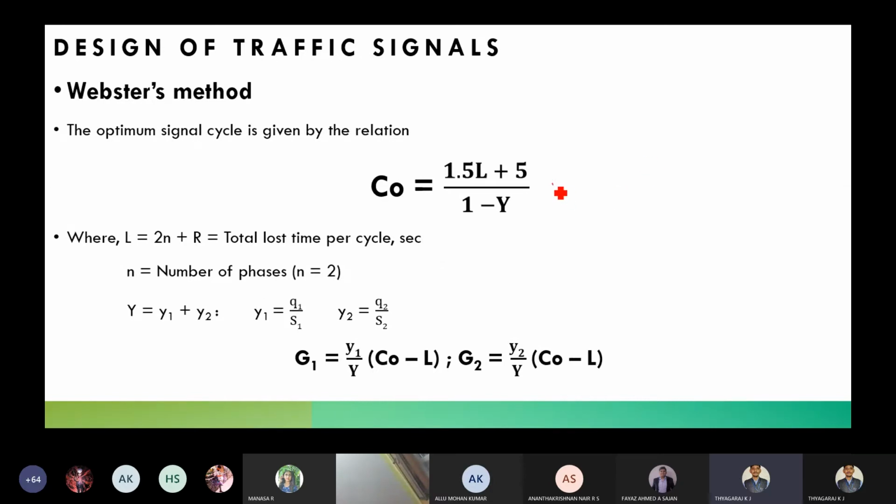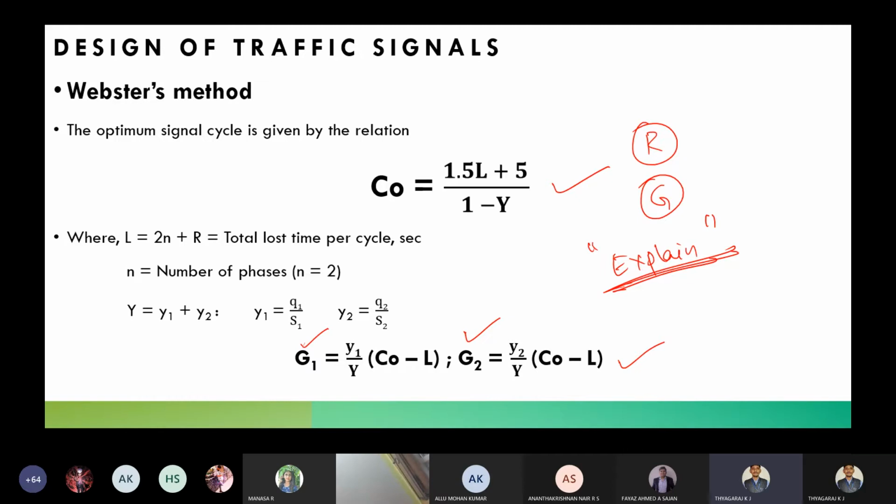So these are the two formulas we will be using to determine the optimum signal cycle and green time. I told you, only we are designing the red time and green time. We can observe here G1 and G2. I will explain in detail when we are solving the problem. Not to worry. I will go through what criteria you have to consider. These are very simple problems.